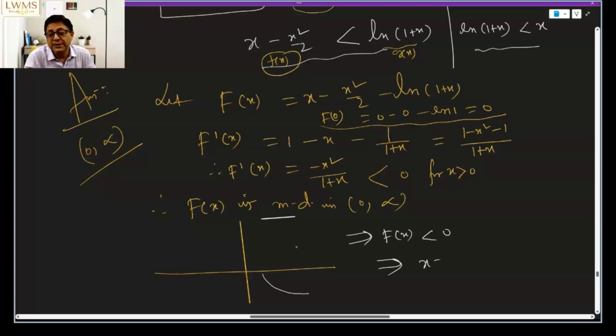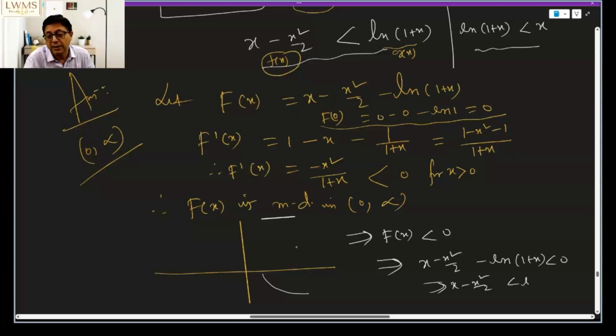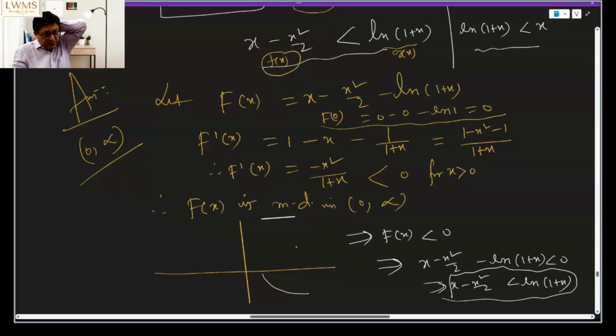So this implies ln 1 plus x less than 0. Done? I have proved it. You try the second part. Prove that ln 1 plus x is less than x.